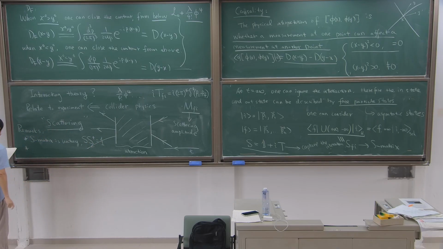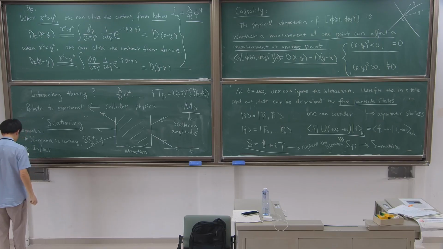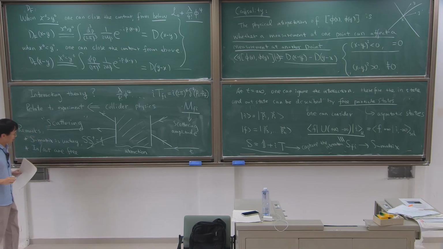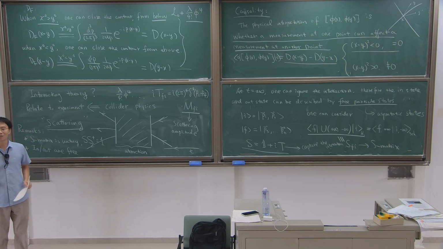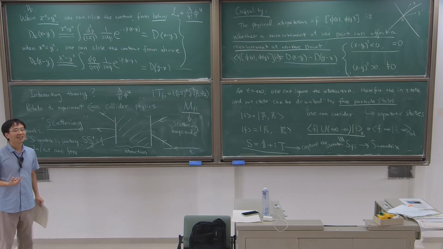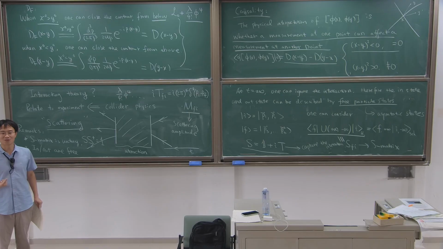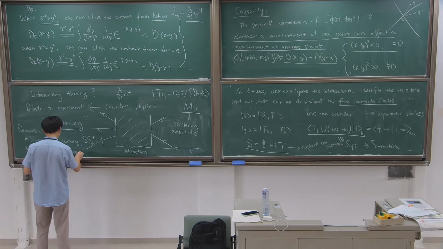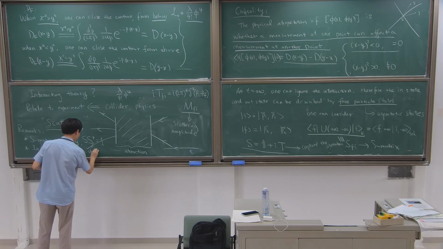The second remark is to emphasize that both the in and out states are free particle states. Here, by free particle state, we really mean on-shell, the physical state, not off-shell. On-shell means satisfying the on-shell condition, that is, E squared equals p squared plus m squared. That's the condition. Free, on-shell states.